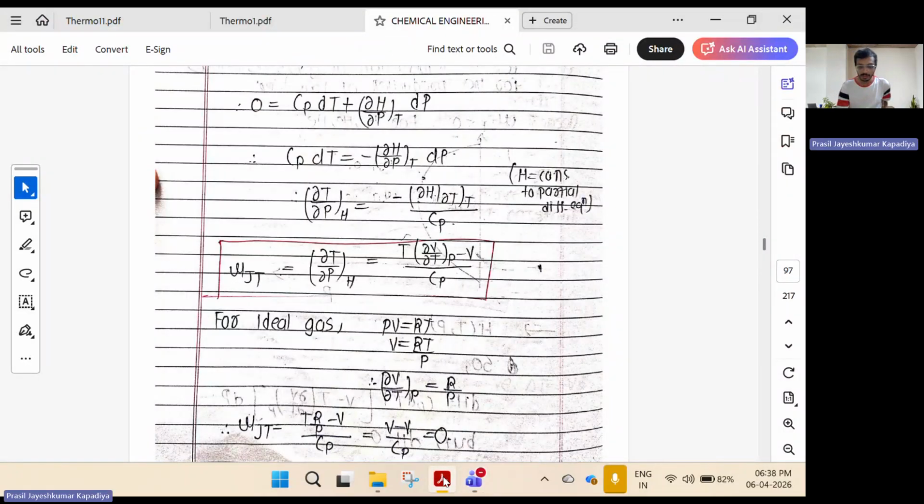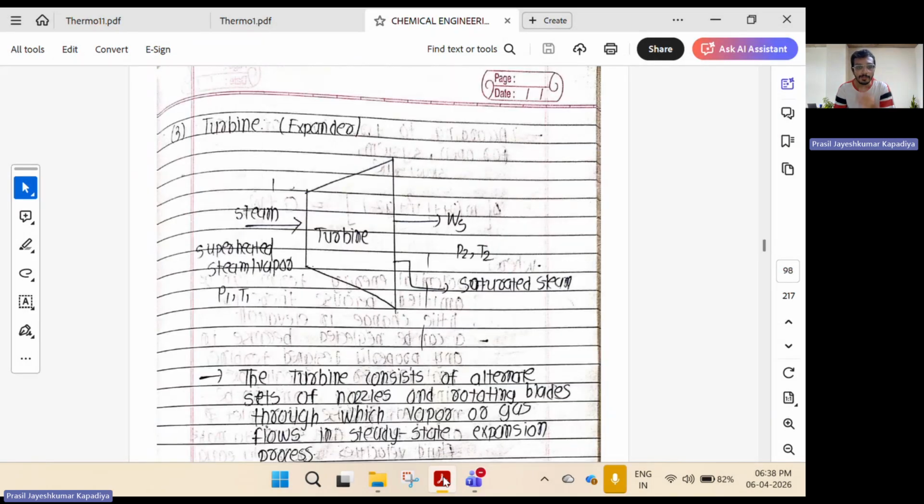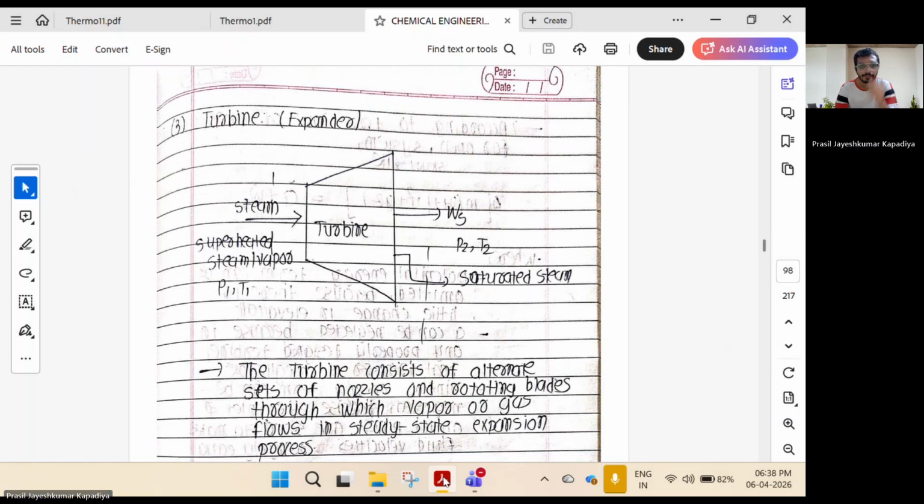Okay, this mu JT is equal to 0 for ideal gas. Now let's try to have a look at some applications of this process. So we have one turbine or expander. So what does this do?